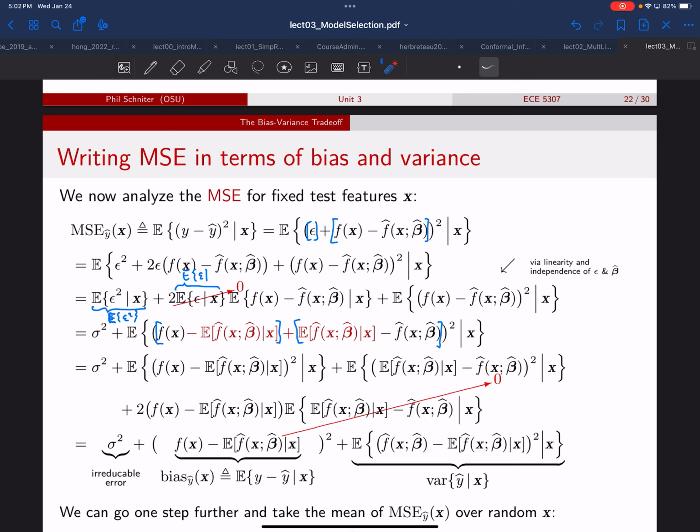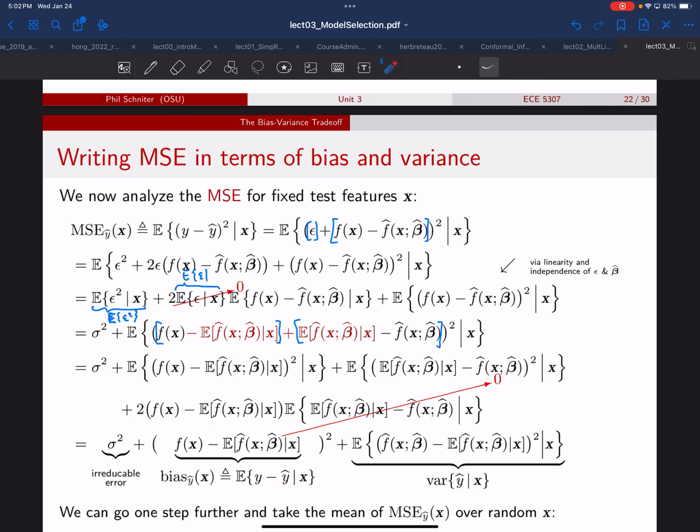Now we can sit back and interpret what we have shown. So here is a term that is the irreducible error. Okay, so notice that all these terms are positive, or non-negative. So basically, it's not like I can somehow cancel this with this other stuff.